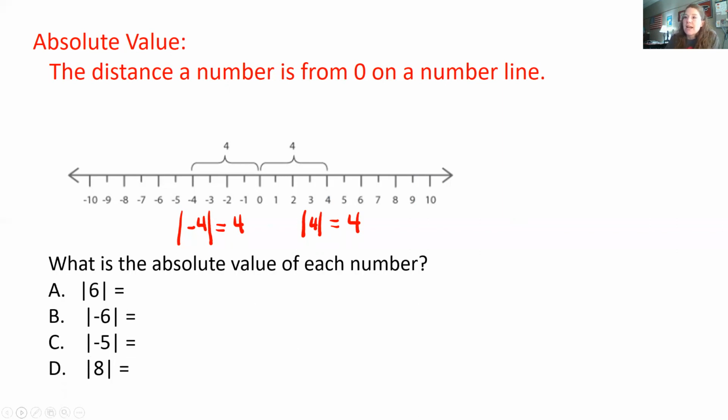So let's look at letter A. What is the absolute value of 6? The absolute value of 6 is 6 because 6 is 6 spaces from 0. What about the absolute value of -6? How many spaces from 0 is -6? +6. The absolute value of -5 is +5. And the absolute value of 8 is 8. And that's it, guys. Absolute value means distance, and distance is always given as a positive number.